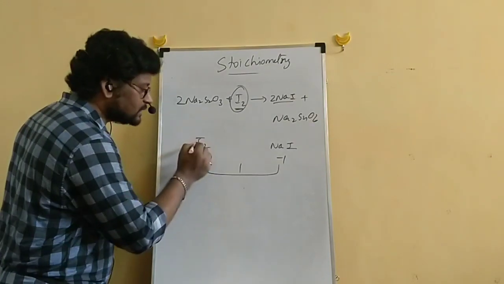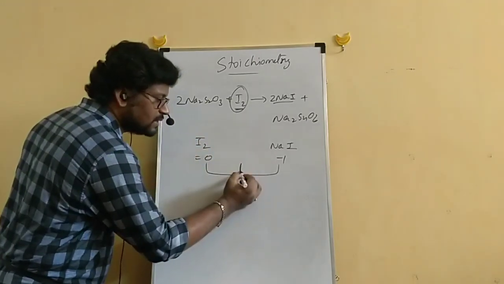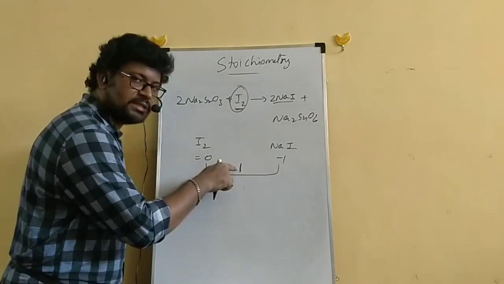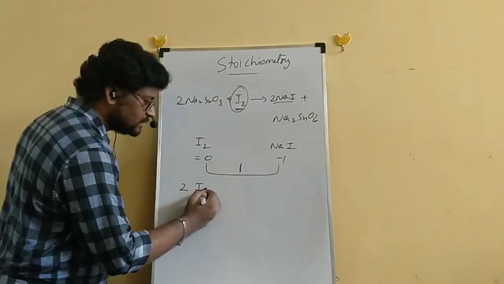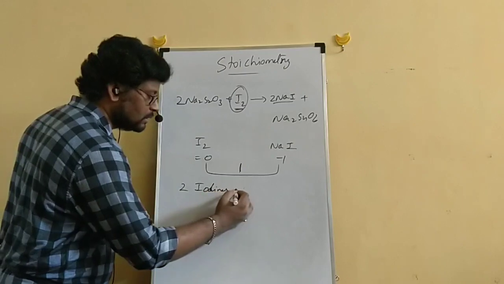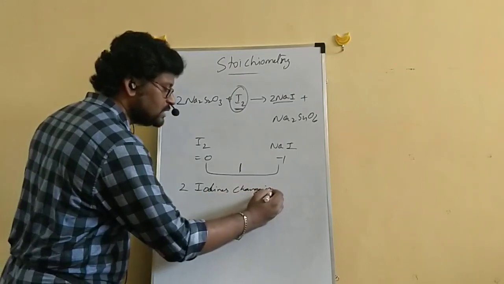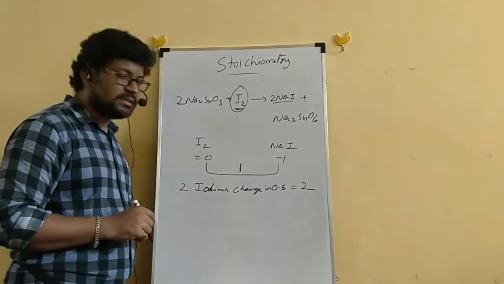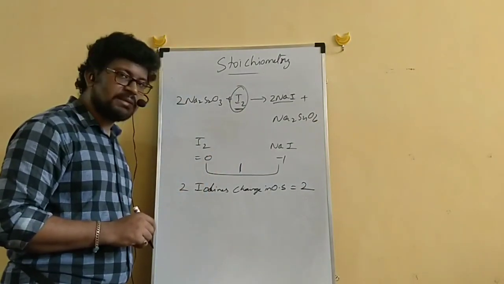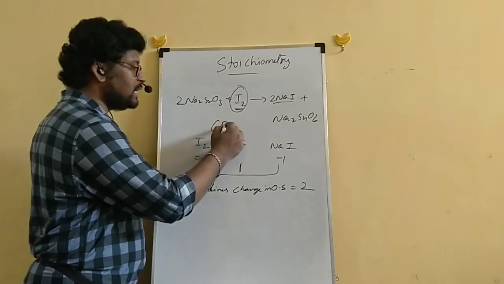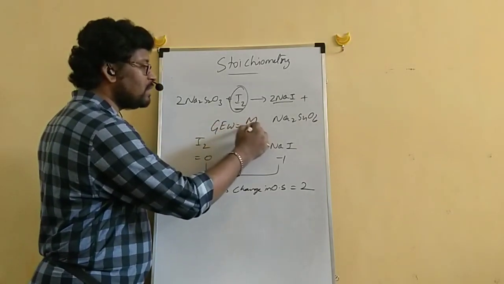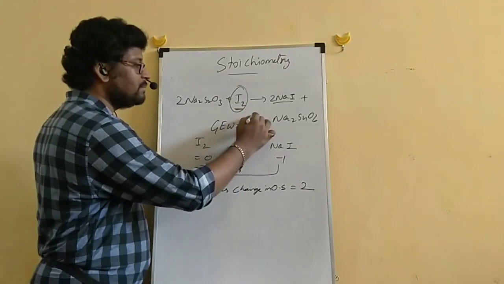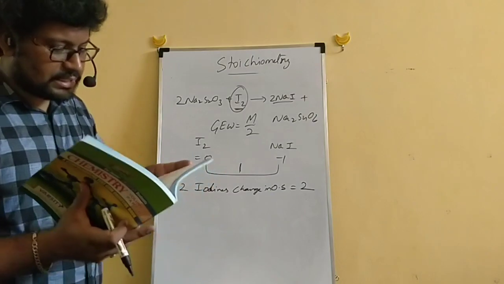Change in oxidation number is 1 for 1 iodine, so for 2 iodines, the change in oxidation number is equal to 2. Then gram equivalent weight is equal to gram molecular weight. Actually, this is an element, so it means gram atomic weight. M divided by 2. The answer is M by 2.